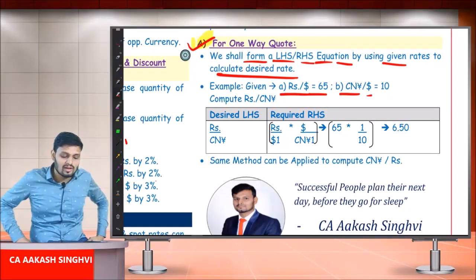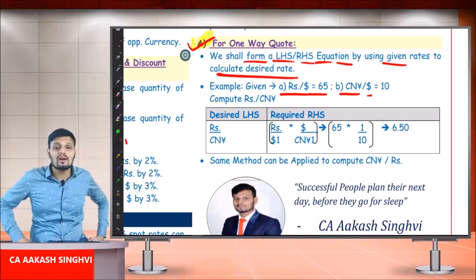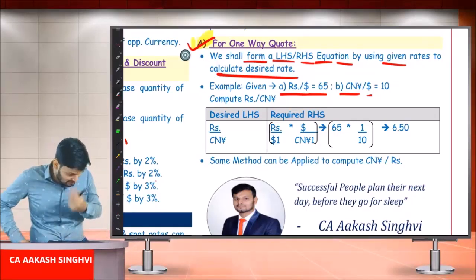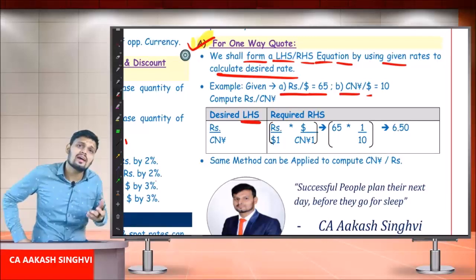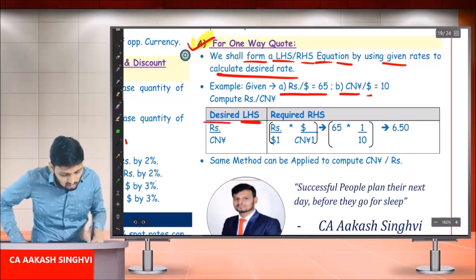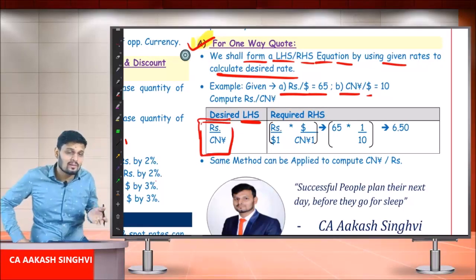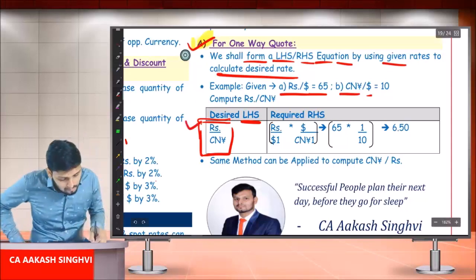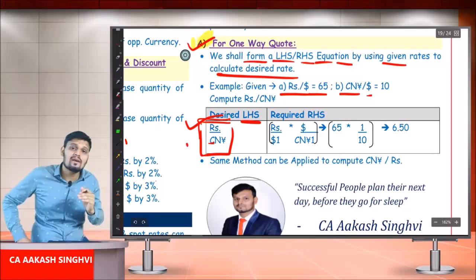We are supposed to find out rupees per Chinese yen. Now how are we going to find this out? Desired LHS. What are we desiring? We want the rate of rupees per Chinese yen. So this is nothing but our LHS, left hand side. Right hand side should be in such a way that rupees should be in the numerator and Chinese yen should ultimately be in the denominator.